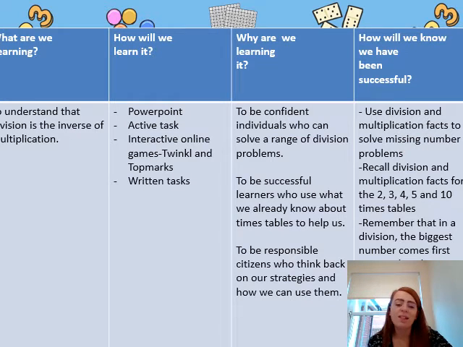Right, how are you going to know you've been successful? Well, you'll be able to use division and multiplication facts to solve missing number problems. Recall, which means remember, division and multiplication facts for the 2, 3, 4, 5 and 10 times table, and that should also say 8 times table as well, boys and girls. Remember that in a division, the biggest number always comes at the beginning, but in a multiplication, the biggest number always goes at the end, okay? And that's quite a useful step, boys and girls, to help you with your divisions. Just remember that the biggest number always comes at the start.